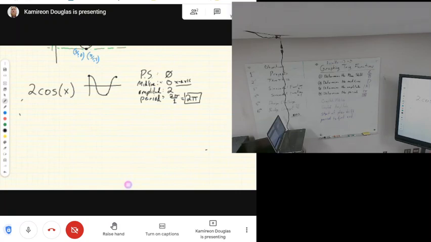So I've got my four pieces. There's no phase shift because there's no C, so it's not going to move left or right. The midline, there's no D on the outside, so it's not going to move up or down. It's going to stay where it's centered. It has an amplitude of 2, meaning it's going to stretch up and down. The period is 2 pi, meaning every 2 pi, this thing will complete one cycle.